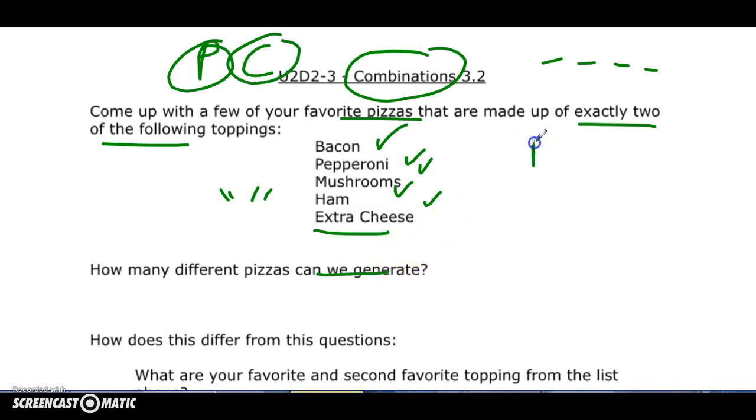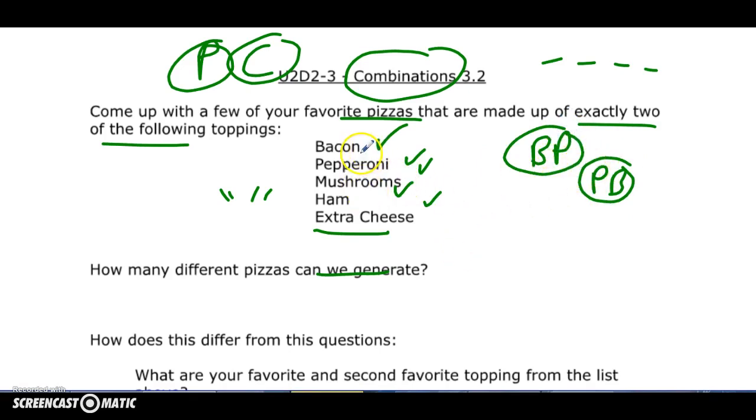Now, the key is this. If you go bacon and pepperoni, that's the same as saying pepperoni and bacon. If you called someone up and said, I want a bacon and pepperoni pizza, and I called someone up and said, I want a pepperoni and bacon pizza, and we ordered from the same place, we'd get the same looking pizza. So order does not matter here.